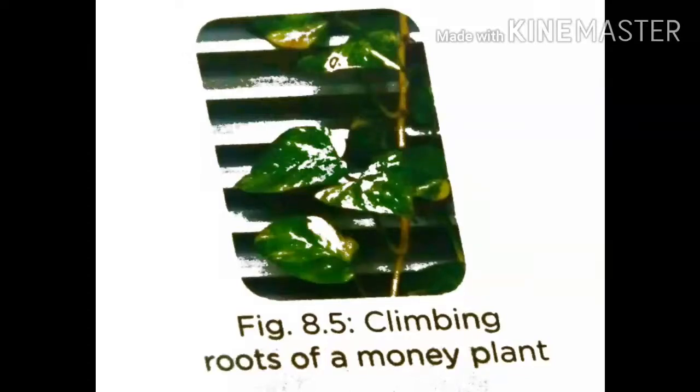The root tip secretes a sticky substance that dries quickly in air. Such roots give additional support to the plant while climbing. This kind of root we call a climbing root.